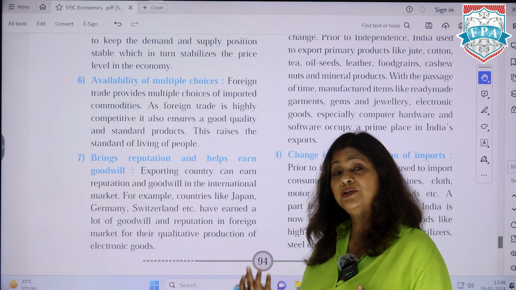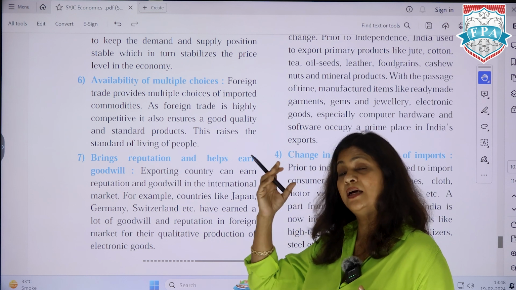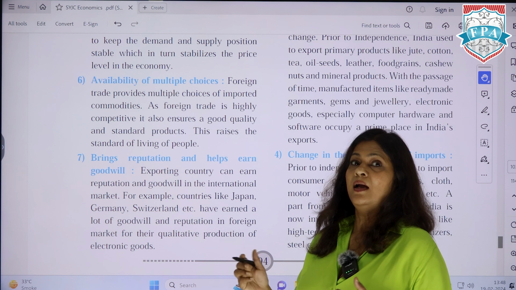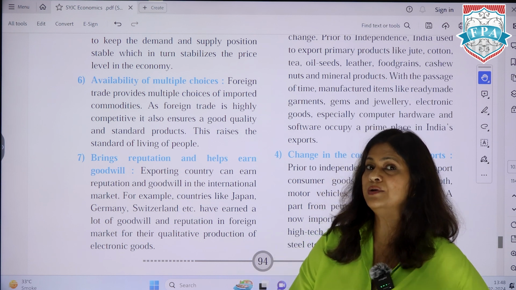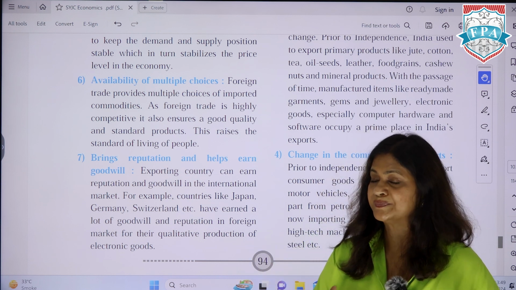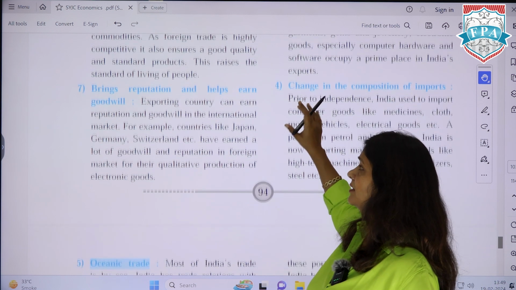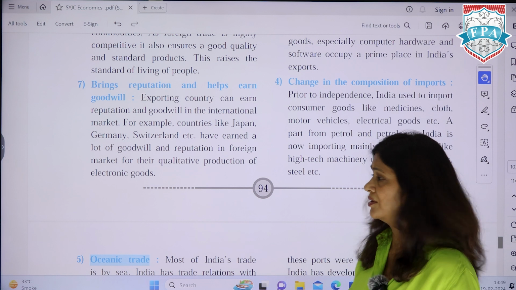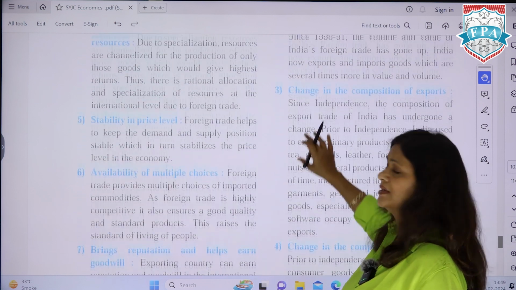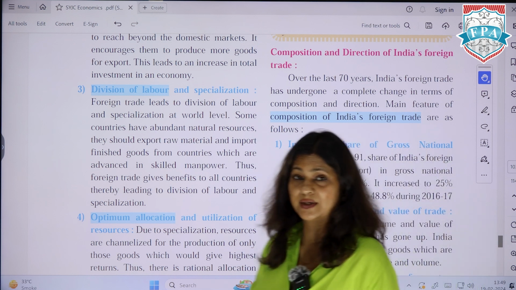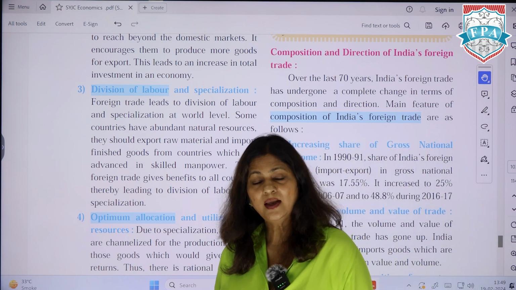When optimum allocation of resources की बात आएगा आपके दिमाग में तो stability of price आना चाहिए, S, right? It will allow you to have multiple choices. M, it'll help you to develop your reputation in the international front. So I hope all of us can understand the importance or what foreign trade does for us. Yaad ho gaya sabko, right?